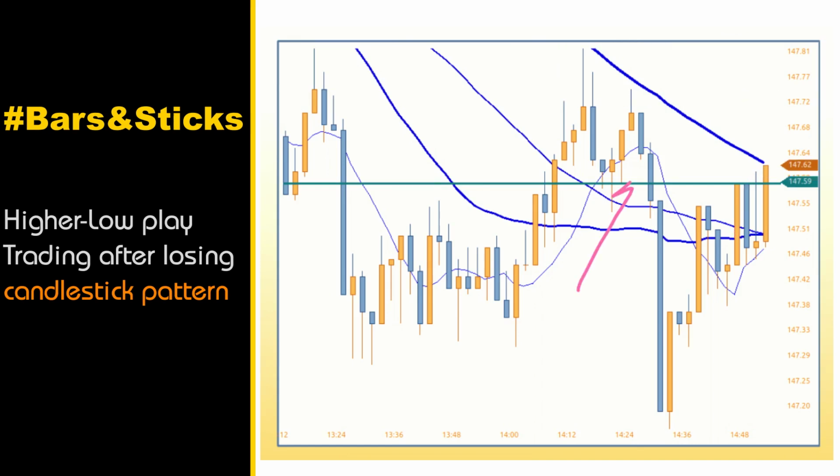Now this green line, that represents my average price, $147.59. That's the average price. So now I just wait. Notice these moving averages? The price is beginning to stay above them, and they're beginning to move upwards.